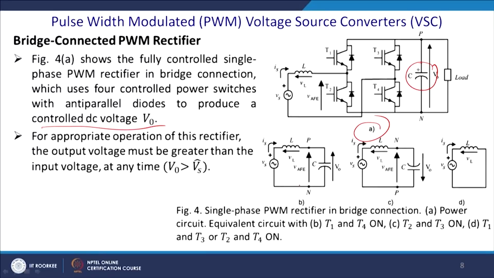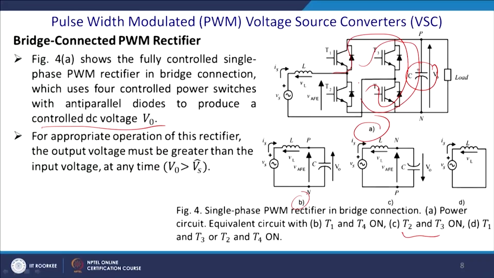So, what happened here? This is the B part of it, when T1 and T4 are on, this is the path essentially. Ultimately this leads to this part of the circuit, and the other is when T2 and T3 are on. So, ultimately you have this part of the circuit.